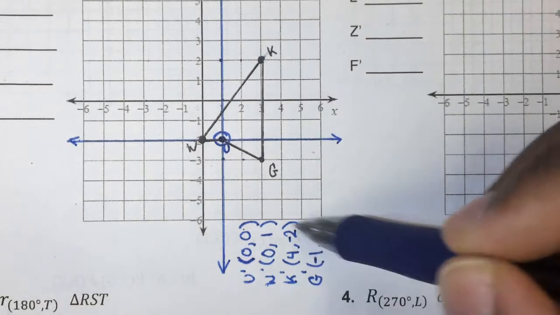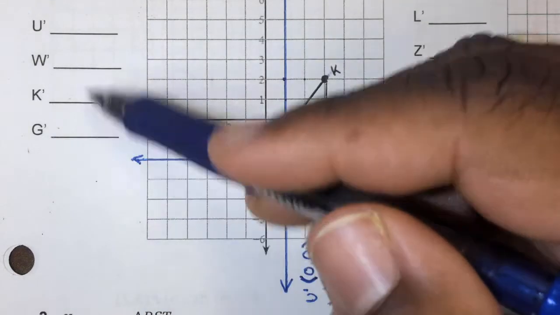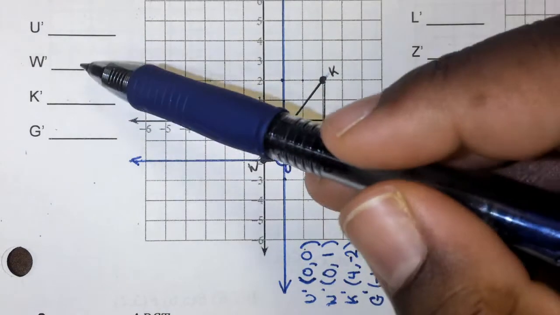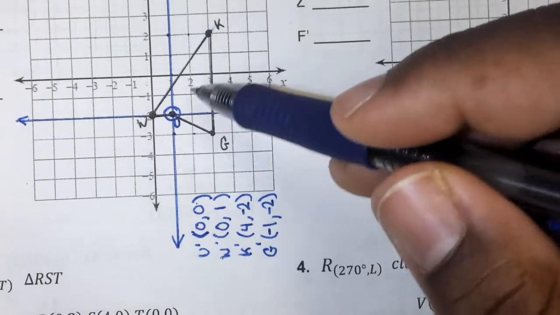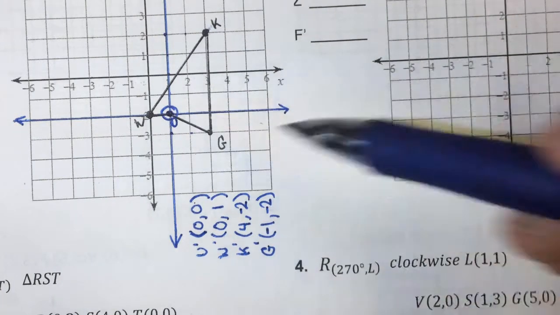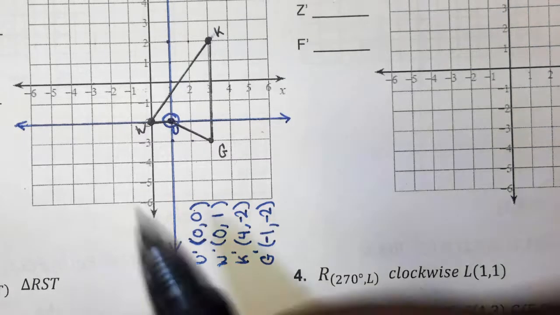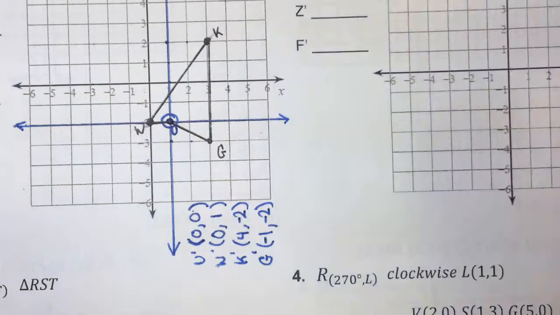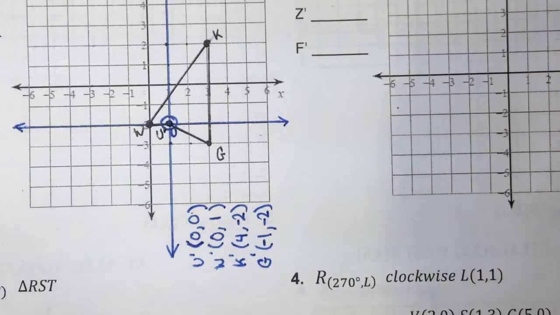Now, using these points over here, I'm going to actually graph my figure now. I'm not going to write these points over here because these points are not the points that should go over here. And I'm going to show you why in a second. These are just telling me how to graph my new points on here from the center of rotation. So from the center of rotation, my U prime is going to be at 0, 0 from the center of rotation, so it stays in the same spot. U prime would just be right there where U was.